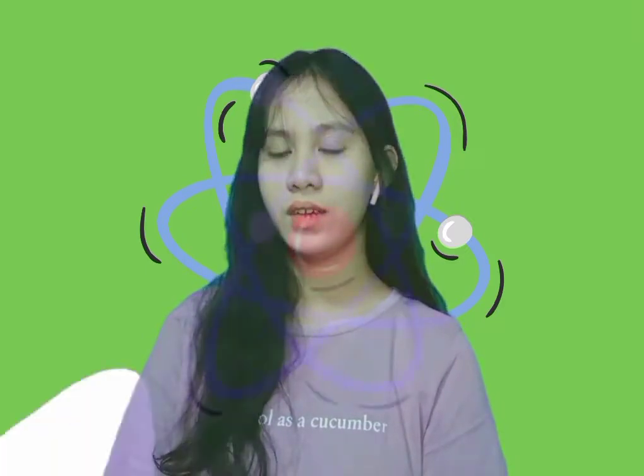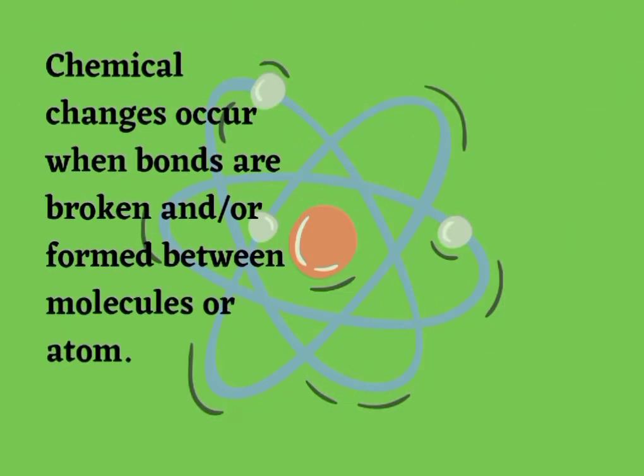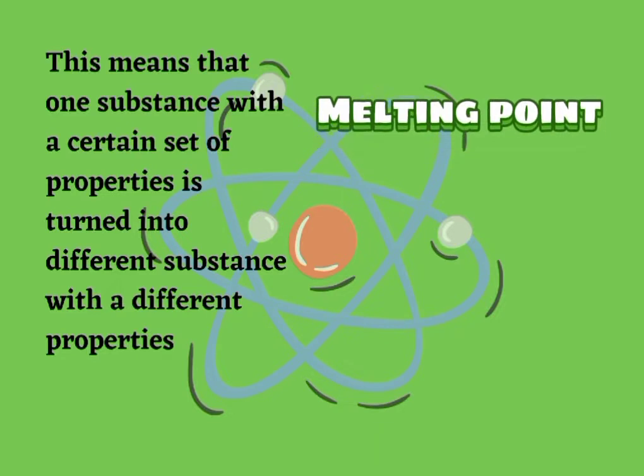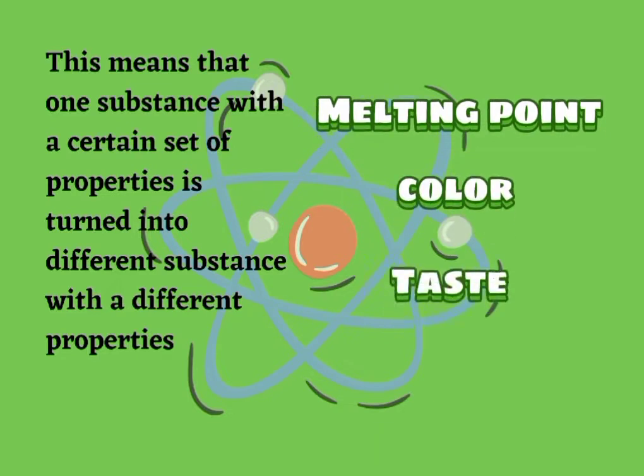Matter can undergo changes. One of them is chemical change. Chemical changes occur when bonds are broken and formed between molecules or atoms. This means that one substance with a certain set of properties, such as melting point, color, taste, etc., is turned into a different substance with different properties.